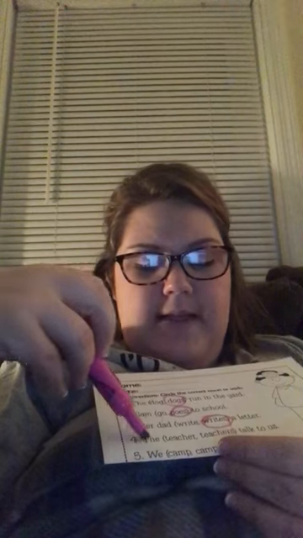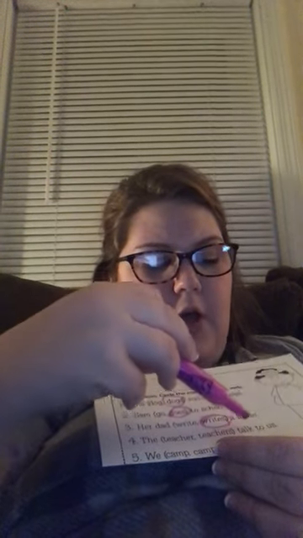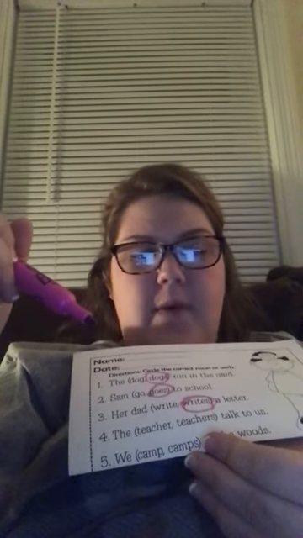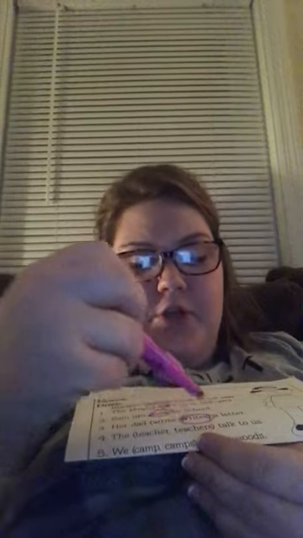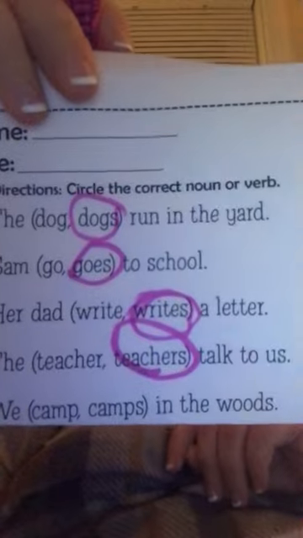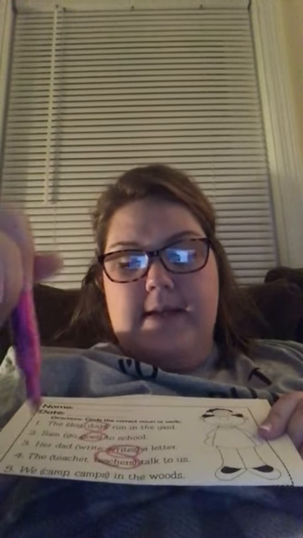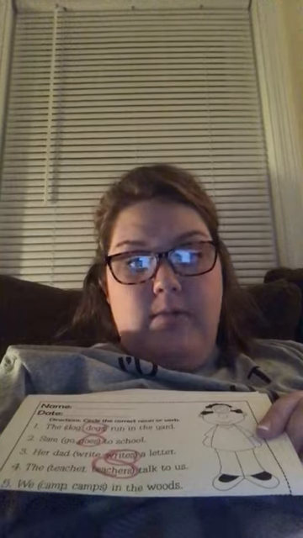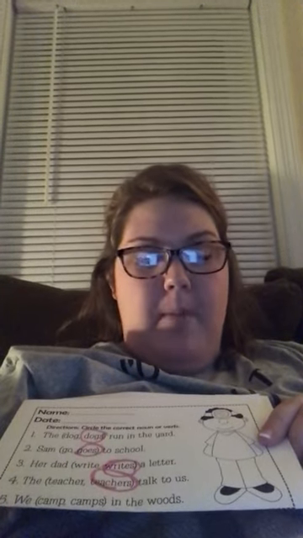Number 4 says, the teacher or teachers talk to us. Well, talk does not end with an S, so our noun needs to be plural. So circle the word teachers. Lastly, we camp or we camps in the woods. We is a plural noun. We're talking about more than one person. So our verb needs to be camp.